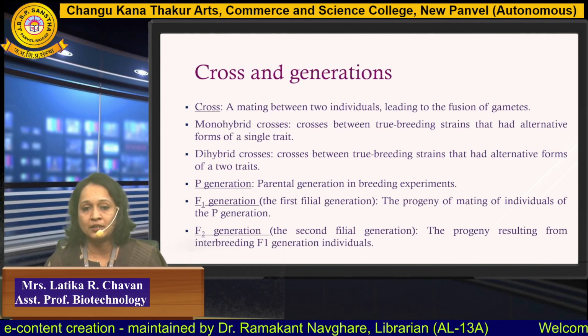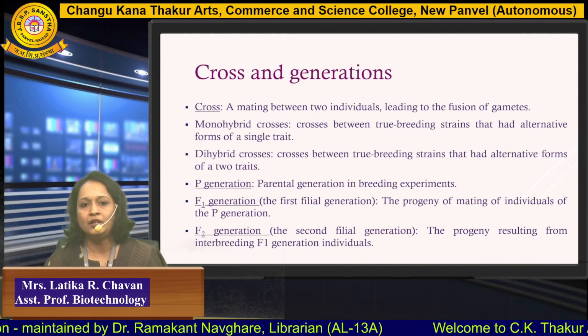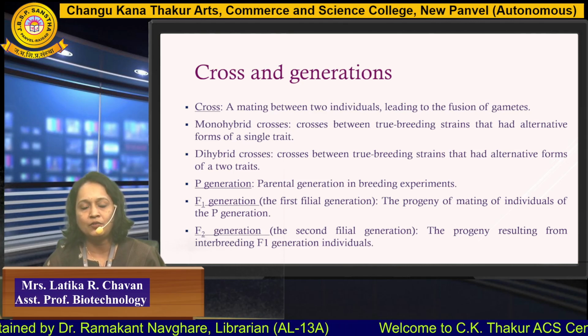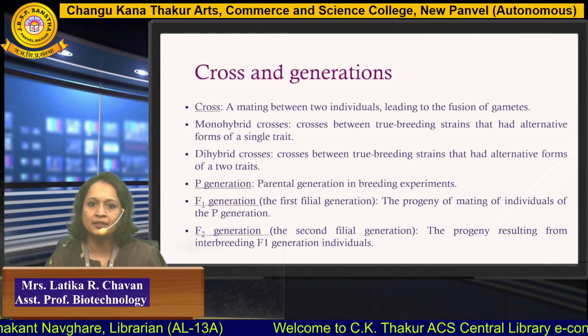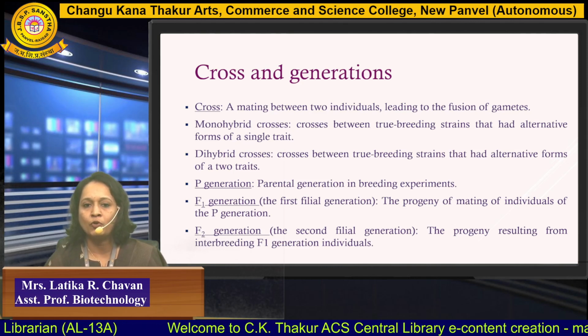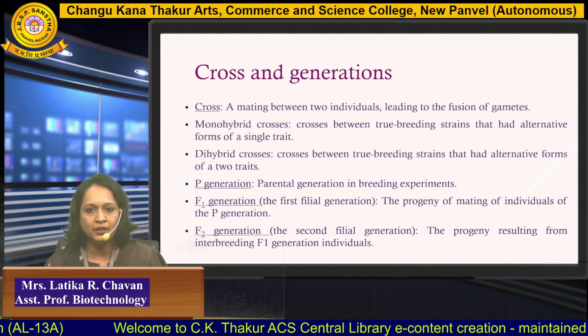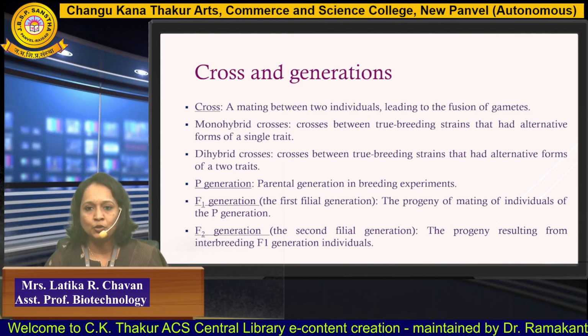Whatever Mendel has done, he crossed several breeds and saw what the next generation is, or the characteristics which appear in the next generation. So first he did a cross. So what is a cross? It is a mating between two individuals. That may be insects, that may be plants, that may be humans.